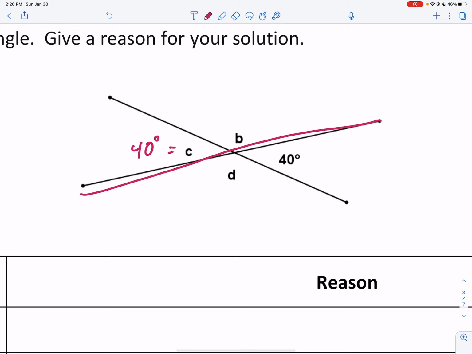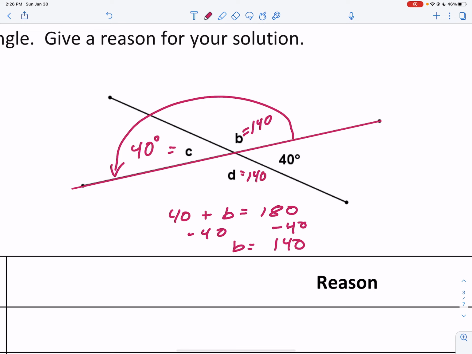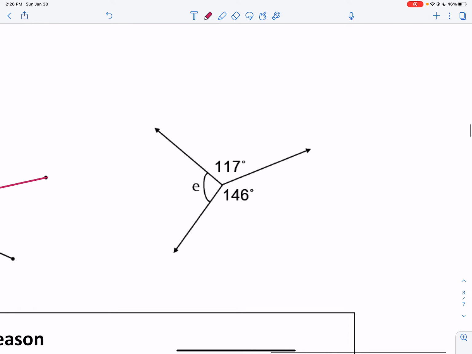Using this line and looking at the consecutive angles next to this line, they have to add together to be 180. So 40 plus B equals 180. Subtract 40 to get B is equal to 140. It is a vertical angle with D, so that means D must also be 140 degrees. See how one angle can just give you all the information you need?